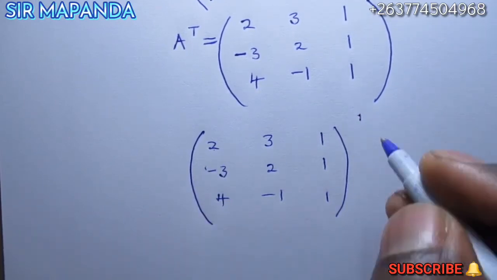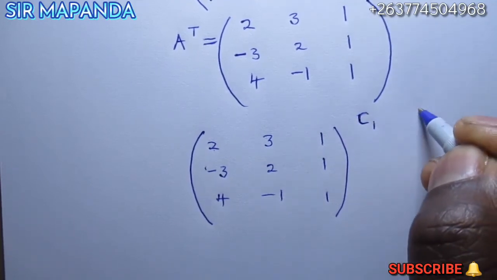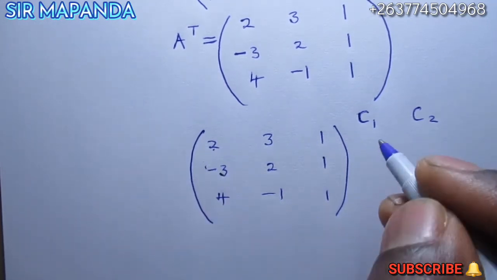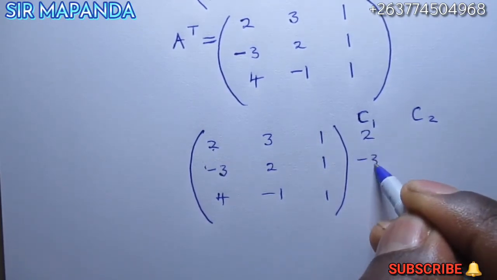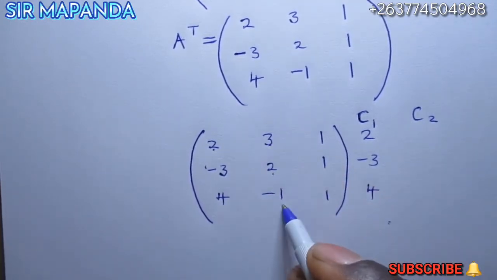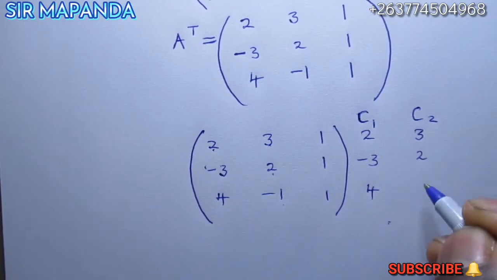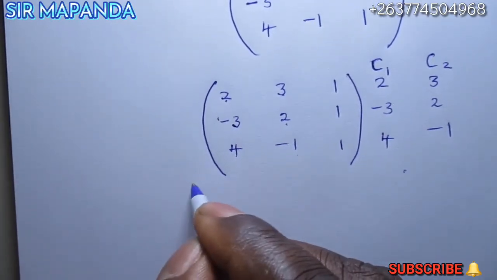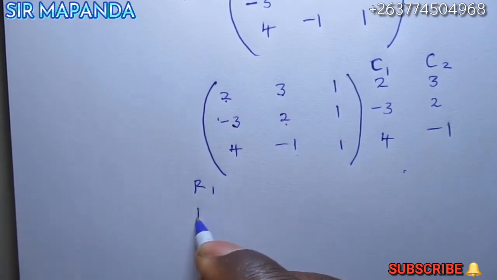I hope you are following. So, I'm going to write C1 and C2. The first 2 columns of this transpose of A, we are going to write them under C1 and C2 respectively. So 2, minus 3 and 4 is going to represent C1. I hope you are following, class. Then 3, 2 and minus 1. 3, 2 and minus 1 is going to represent C2. Something like this. Right.